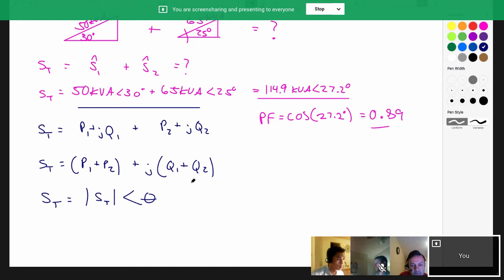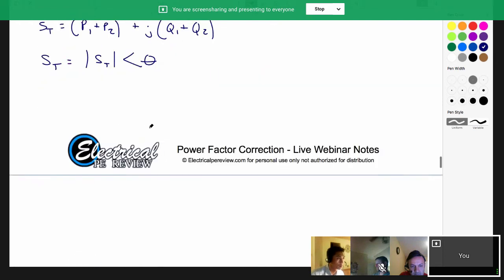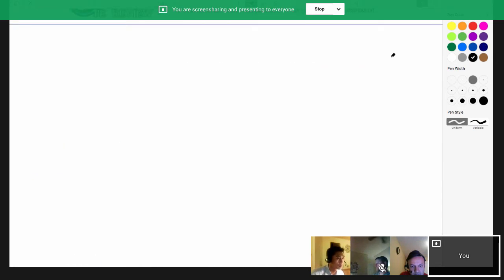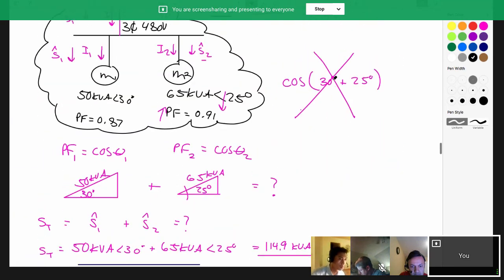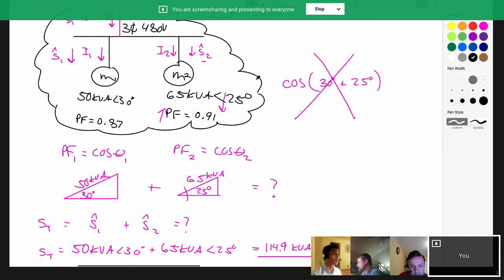So we can't just straight add the angles. How about this? I've got another really good example. Really quick, right off the bat, a great theory question. Are these induction or synchronous motors? Most likely, are they induction or synchronous? What's the biggest difference between an induction motor and a synchronous motor?